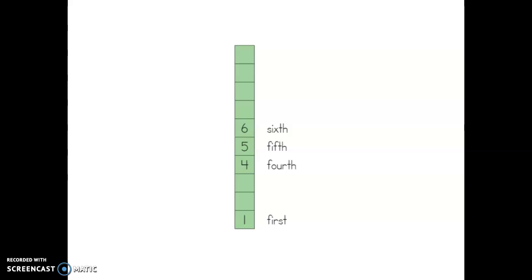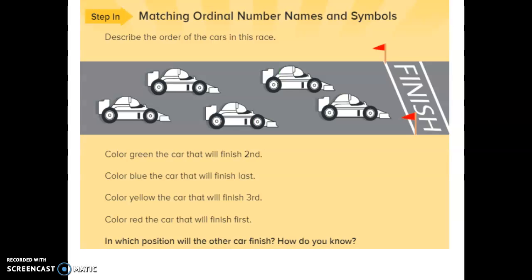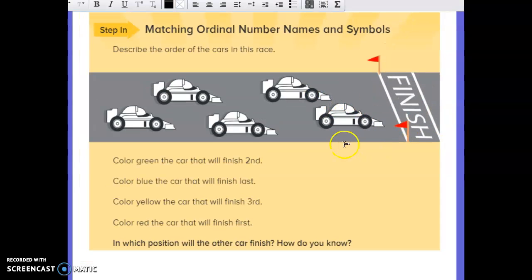Now we're going to go to page 30. It says matching ordinal number names and symbols. So you've got a picture of colored cars here. Describe the order of cars in this race. So we've got position. This car looks like he's first. I'm going to label that with the number first.